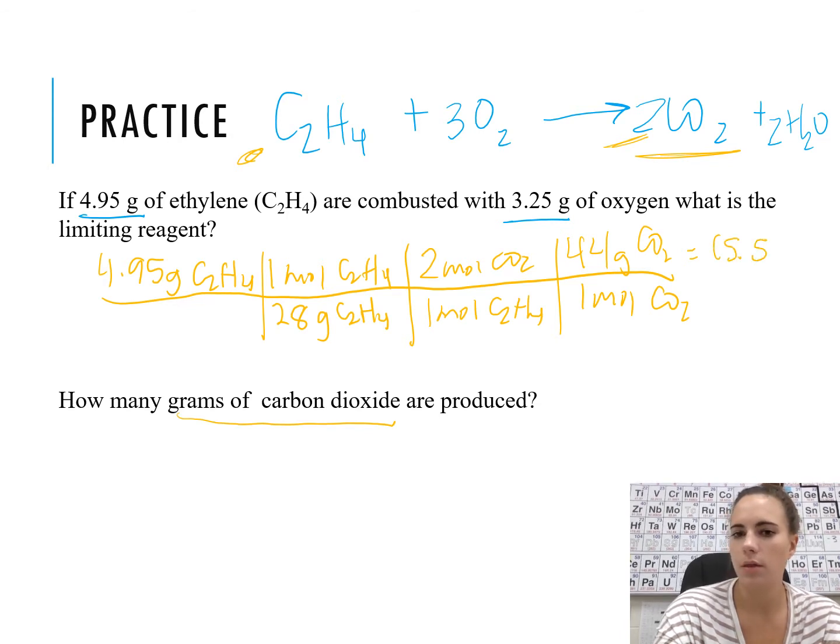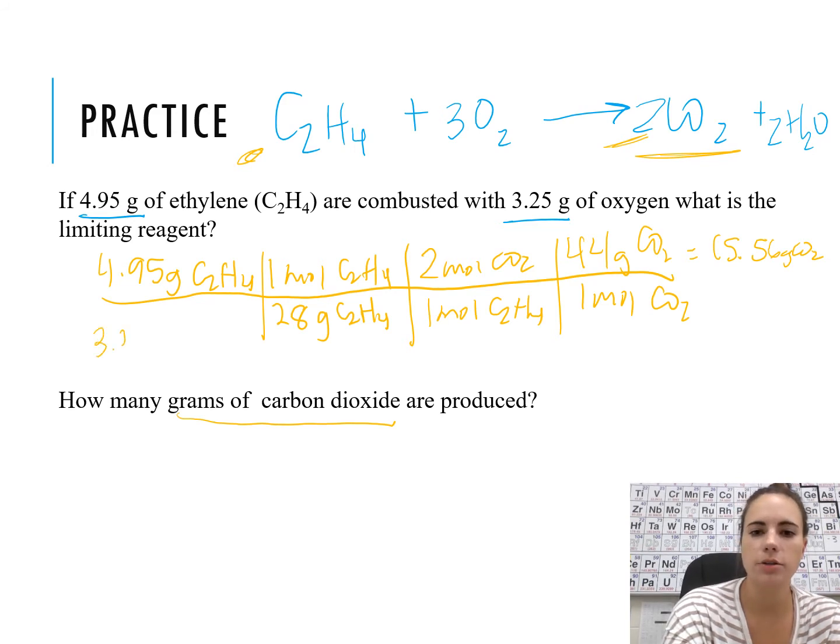So 4.95 grams of ethylene would make 15.56 grams of carbon dioxide. So now let's see how much 3.25 grams of oxygen would make. Why do I keep writing CO2? Okay.